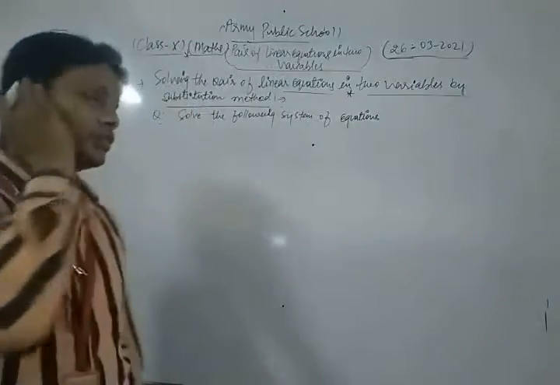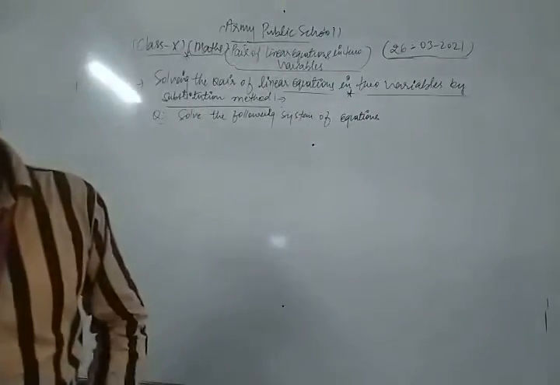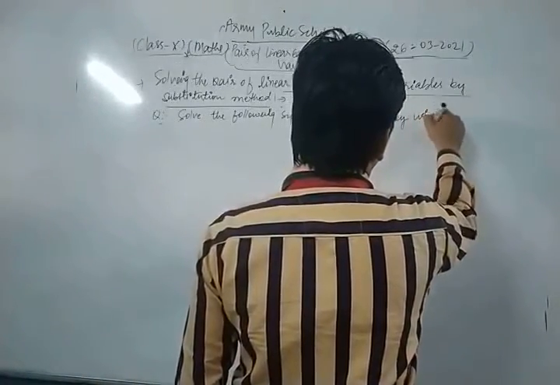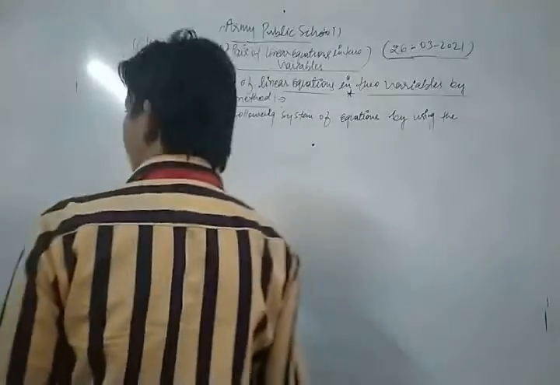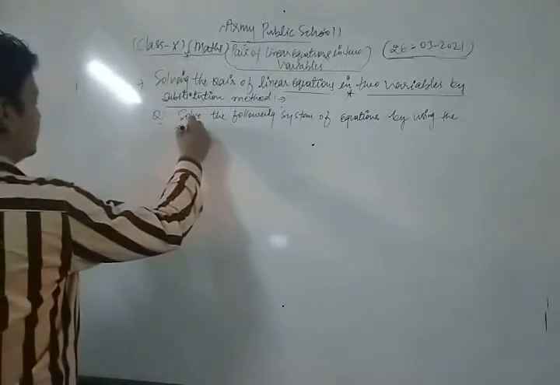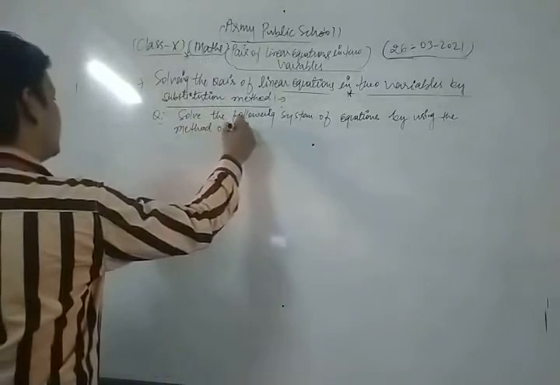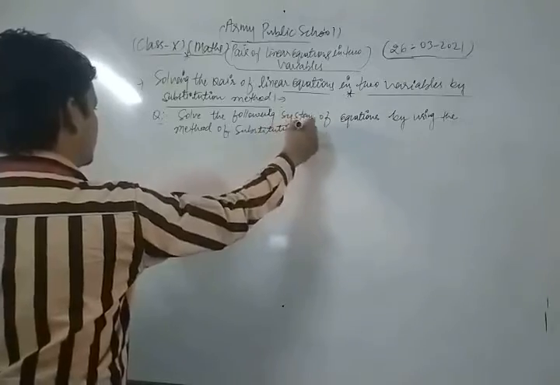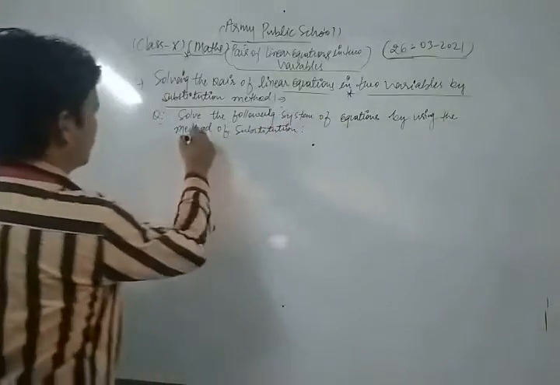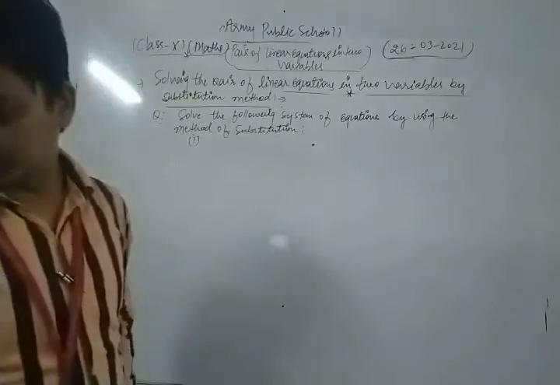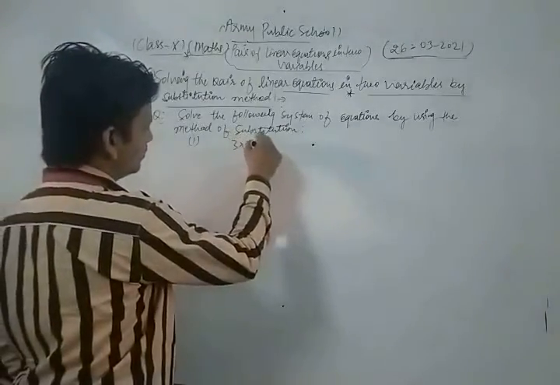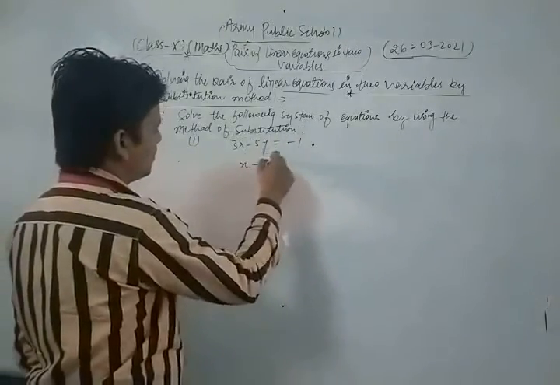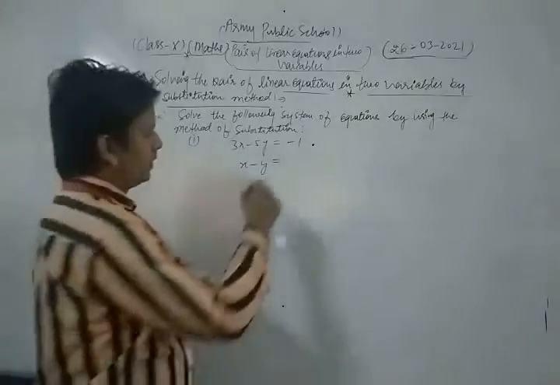Solve the following system of equations by using the method of substitution. And the first part of this question is: 3x minus 5y is equal to minus 1 and x minus y is equal to minus 1.